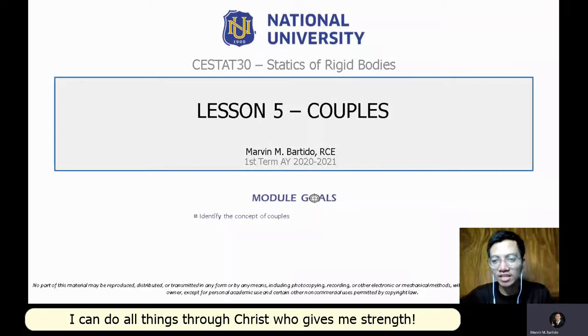Hello class, today here in Statics of Rigid Bodies, we are going to discuss our Lesson 5, which is about couples. For this topic, our intended learning outcome is as follows: students must be able to identify the concept of couples.